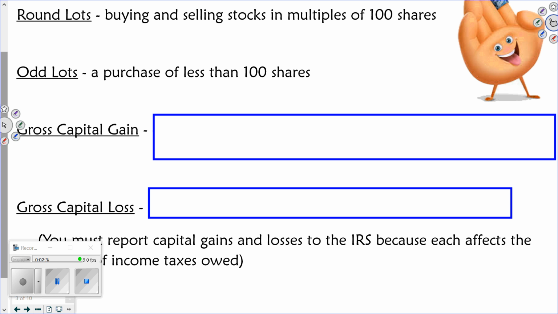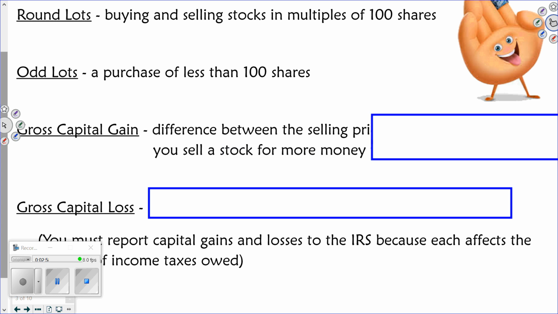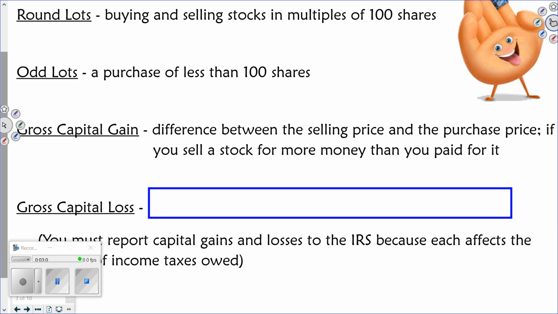Gross capital gain. Now think about, if I told you your gross income, what did that refer to? What you make before taxes. So your gross capital gain and your gross capital loss, that's going to be how much you made or lost, but without the fees taken out, right? Because you have to pay fees for a broker. But gross capital gain is just the difference between your selling price and your purchase price. If you sell a stock for more money than you paid for it, then you're going to have a gain, right? You're going to make money. But it's just the difference between the selling price and the purchase price. So it's not taking into account any of the fees that you had to pay to your broker.